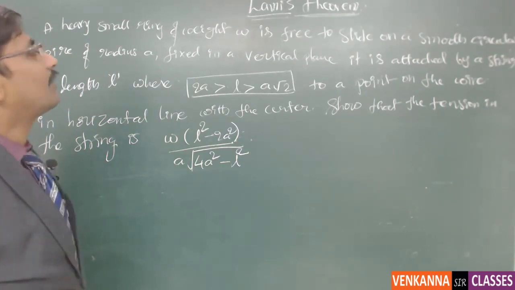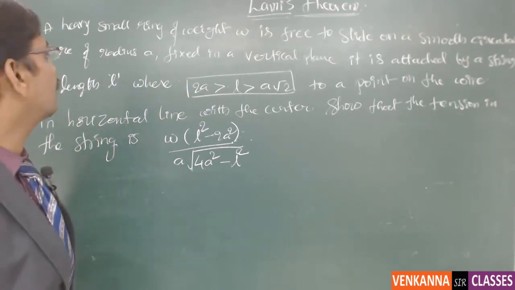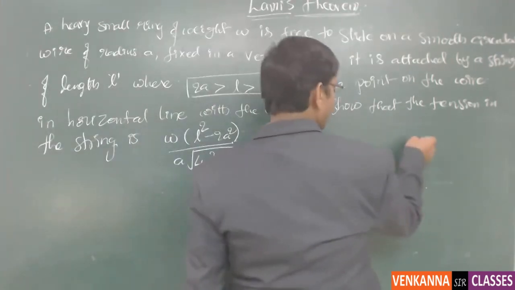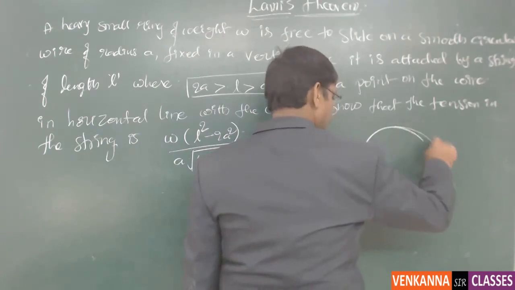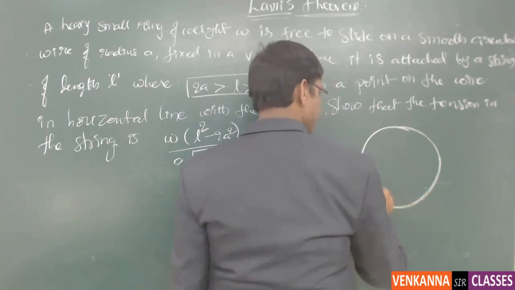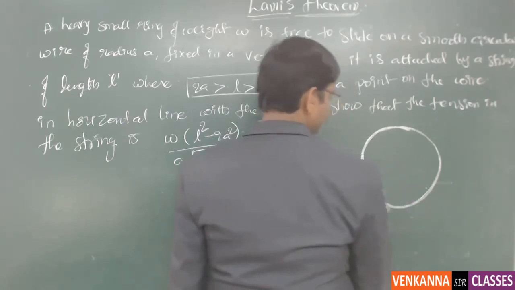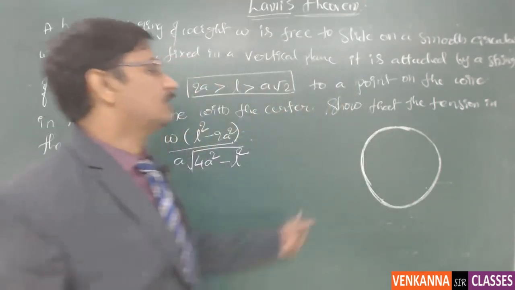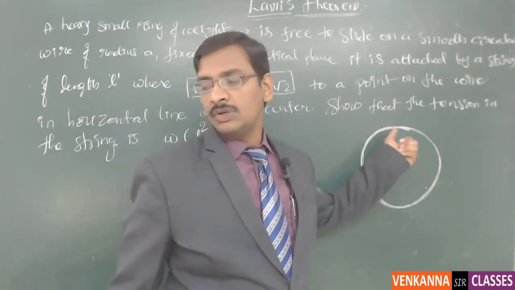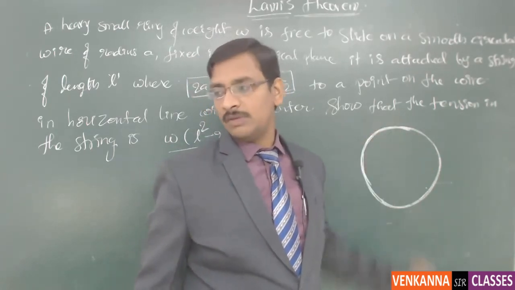So a heavy small ring of weight W is free to slide on a smooth circular wire. So there is a smooth circular wire of radius a fixed in a vertical plane. So first we will draw a vertical circle like this. So this is the vertical circle. Now on this there is a ring that is sliding like this, right? It is free to slide. That means it may slide or it may not slide. Now this is under equilibrium condition.